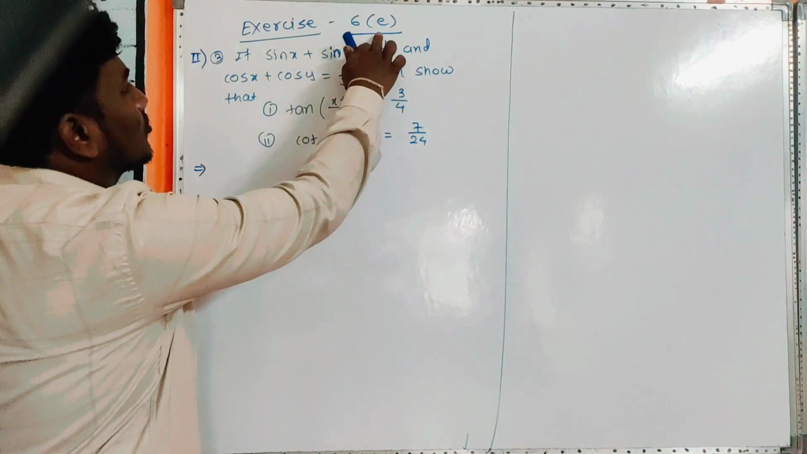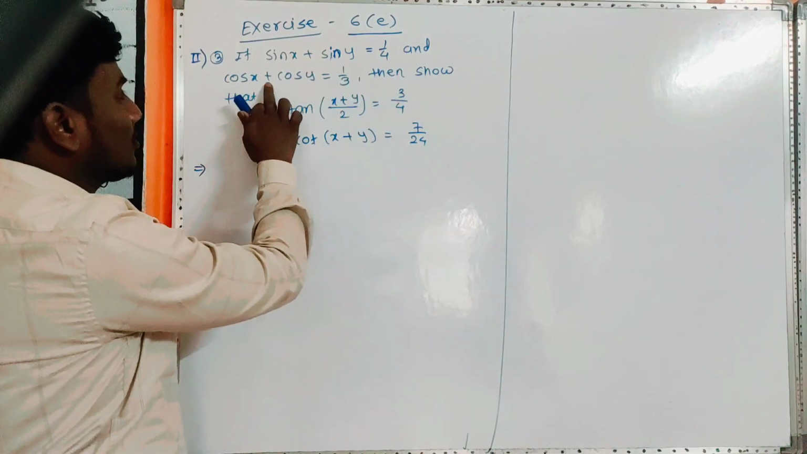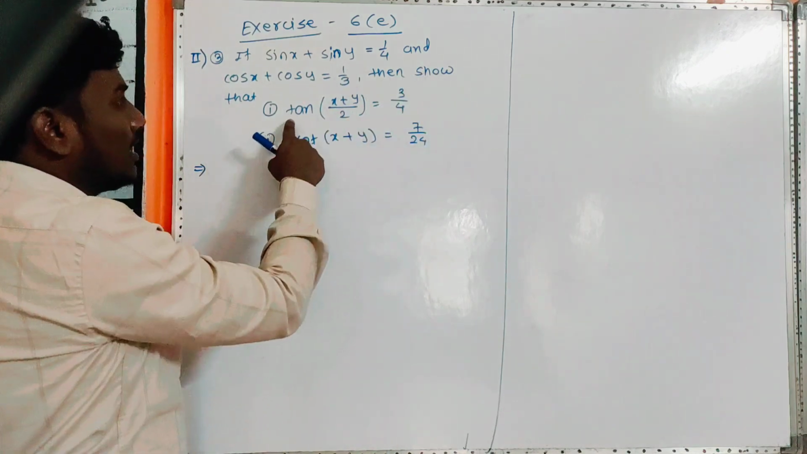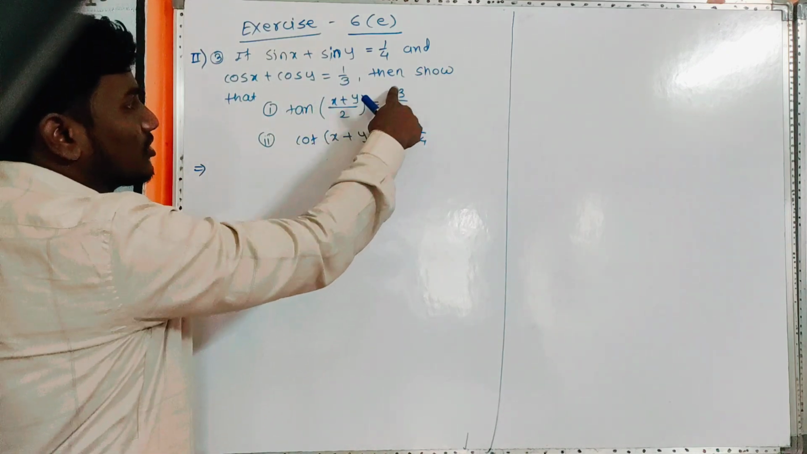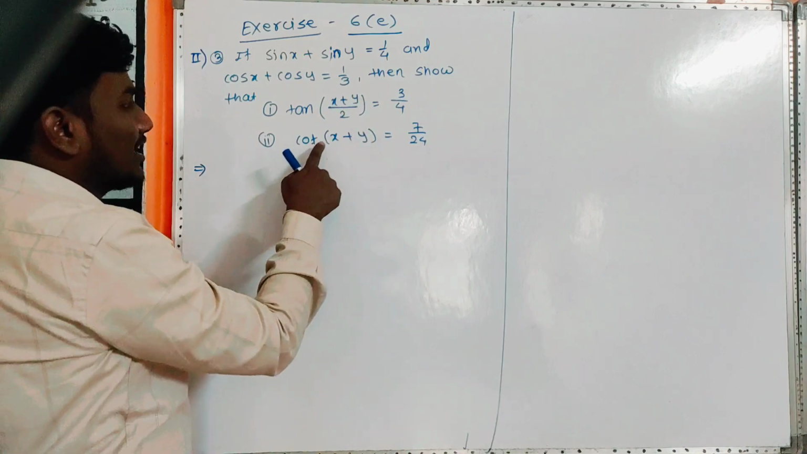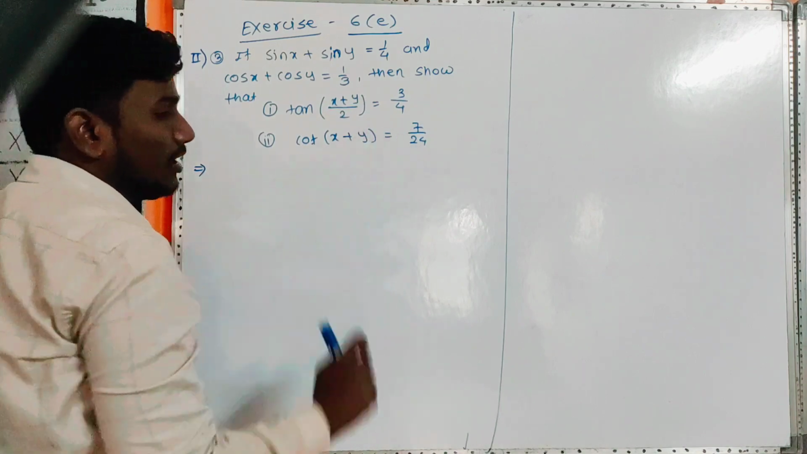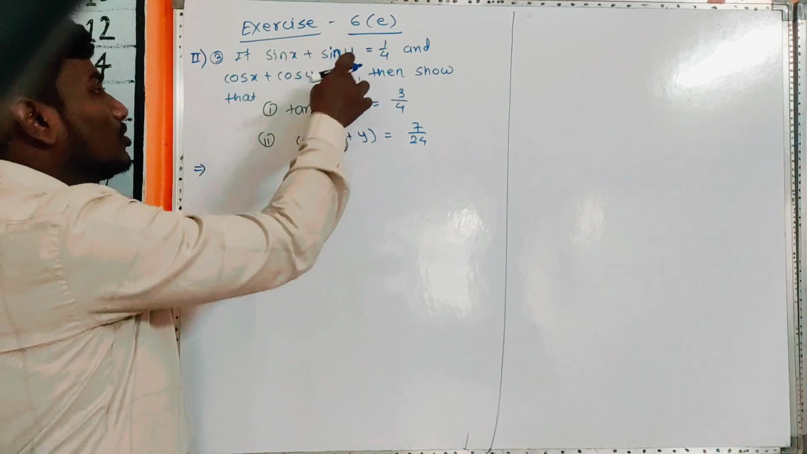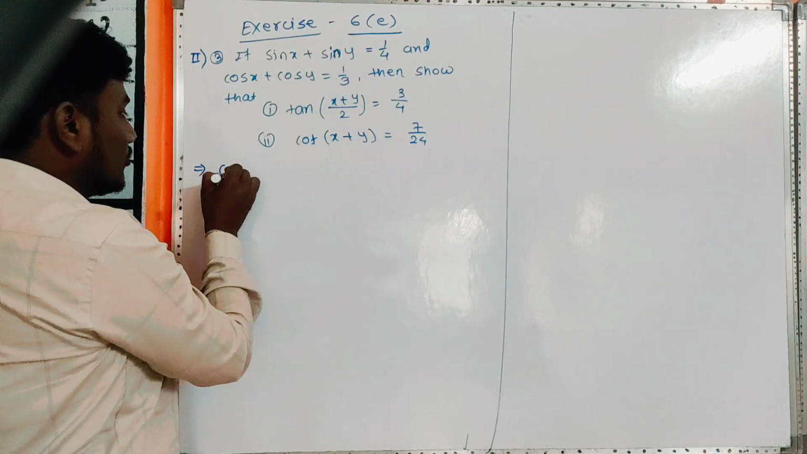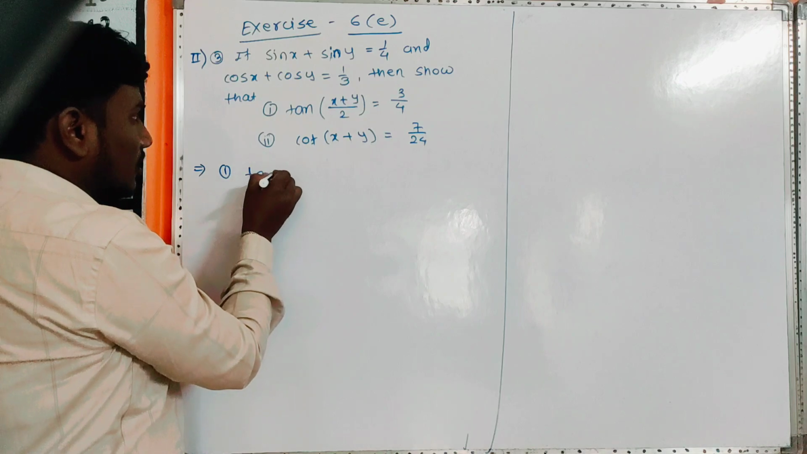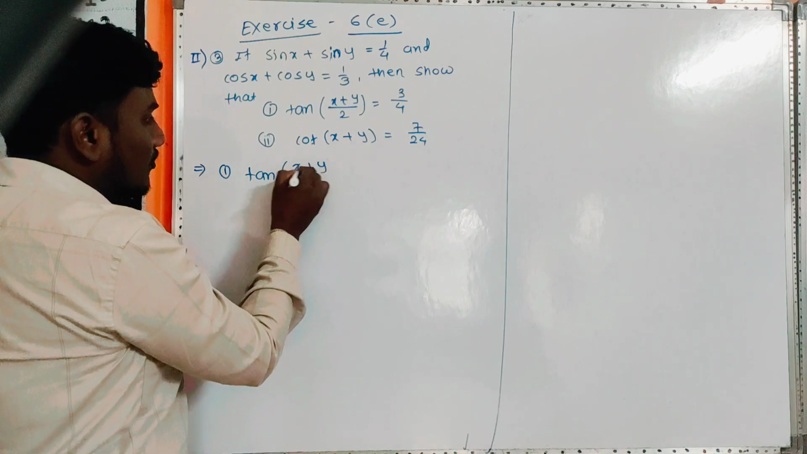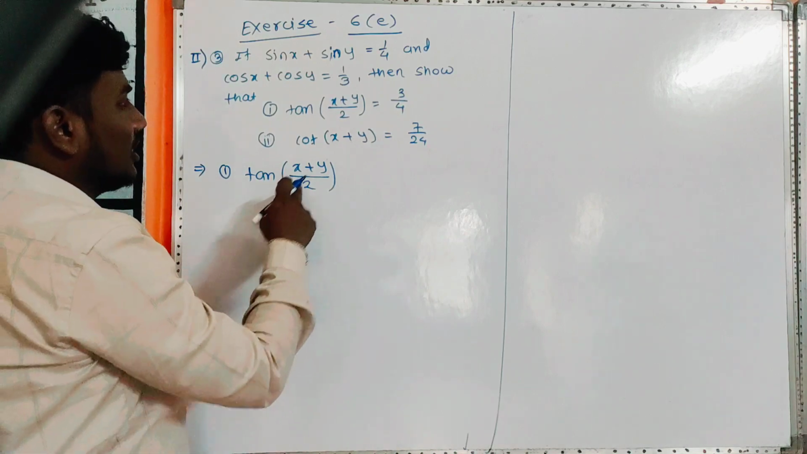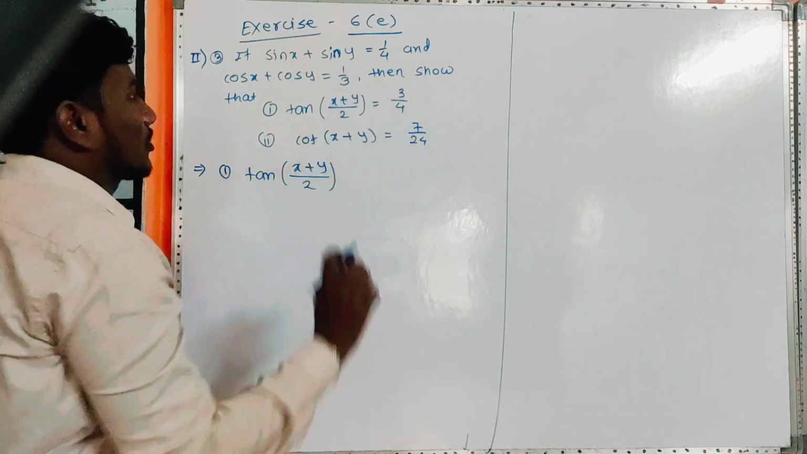sin x + sin y = 1/4 and cos x + cos y = 1/3. Then show that tan((x+y)/2) = 3/4 and cot(x+y) = 7/24. So whatever is given, you can use that to prove this. First we take tan((x+y)/2) and prove 3/4.